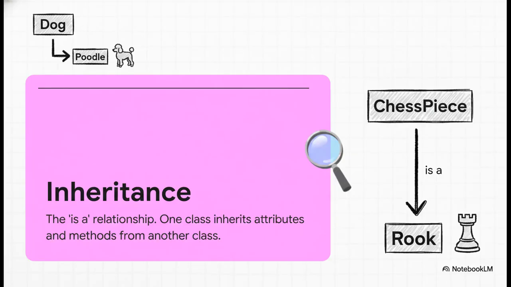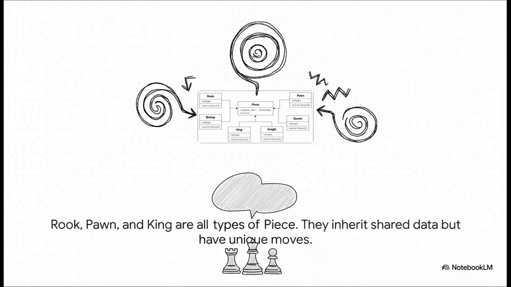And finally, we've got inheritance. So, if composition was the has-a relationship, inheritance is the is-a relationship. This is when one class is just a more specific version of another one. A poodle is a dog. A rook is a chess piece. And this diagram shows it perfectly.